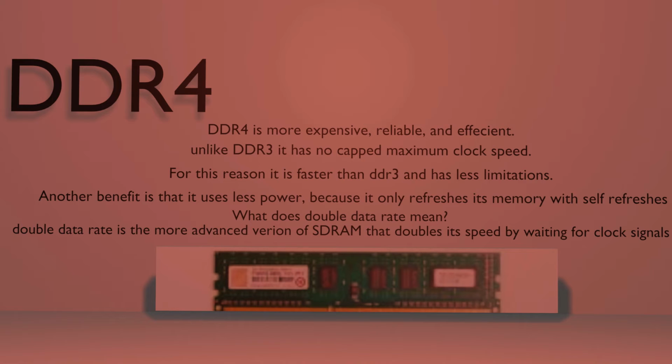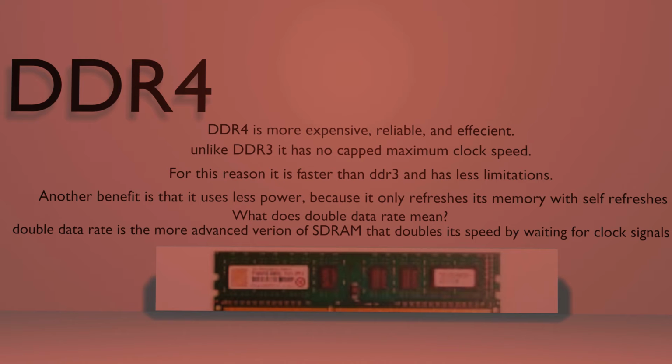DDR4 is more expensive, reliable, and efficient. Unlike DDR3, it has no capped maximum clock speed. For this reason, it is faster than DDR3 and has fewer limitations. Another benefit is that it uses less power because it only refreshes its memory with self-refreshes.